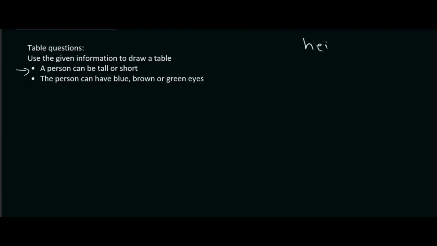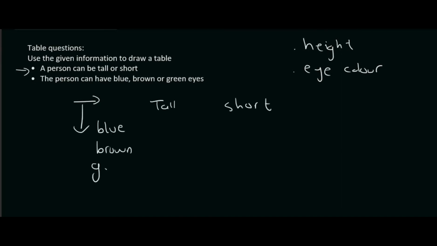What we can see here is height and then eye color. Now, all that you need to do is create a table. So this, and then let height go this way and then let eye color go down, or you can do it the other way around. It really doesn't matter. So let's say height goes across. So the height will be tall and then short, and then let's let the eye color go down. So then we would have blue, brown, and green. And so now we have our table.